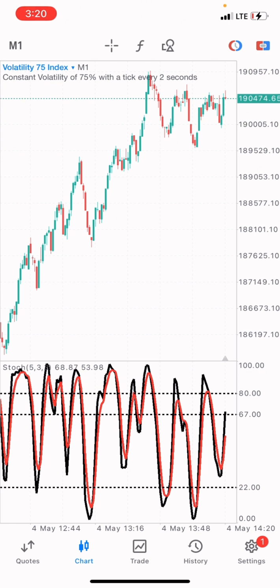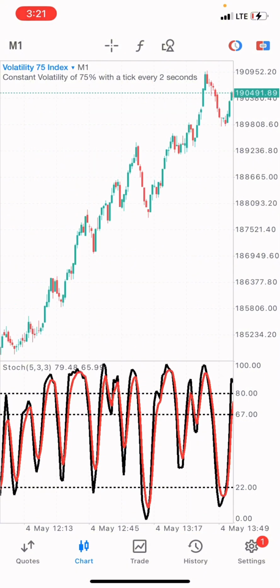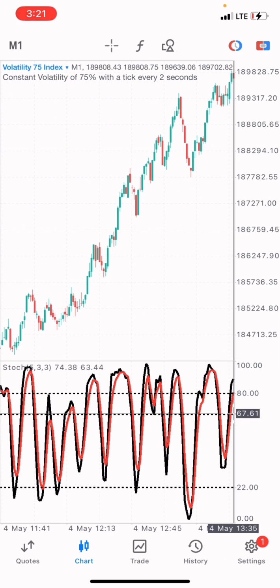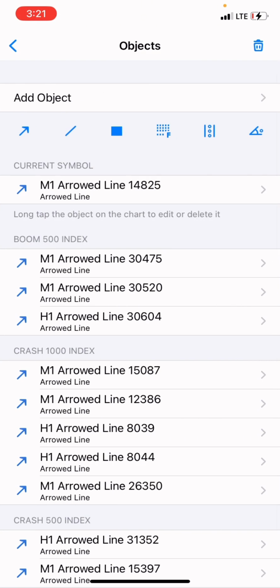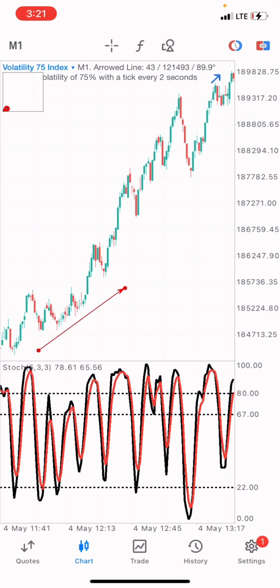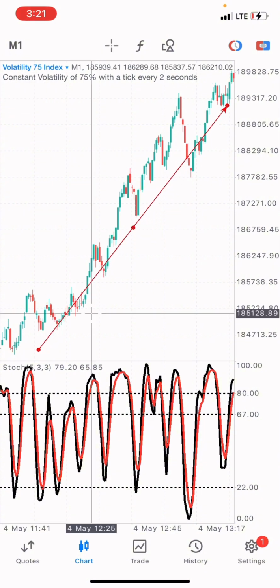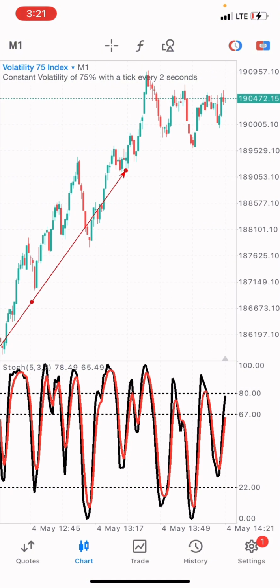If you take a look at this, it says constant volatility of 75% with a tick every 2 seconds. So we're using this stochastic oscillator to follow the trend of the market. We can see that on this Volatility 75 Index right here, the market began to buy at this point, just as you can see, and it continued just like that.